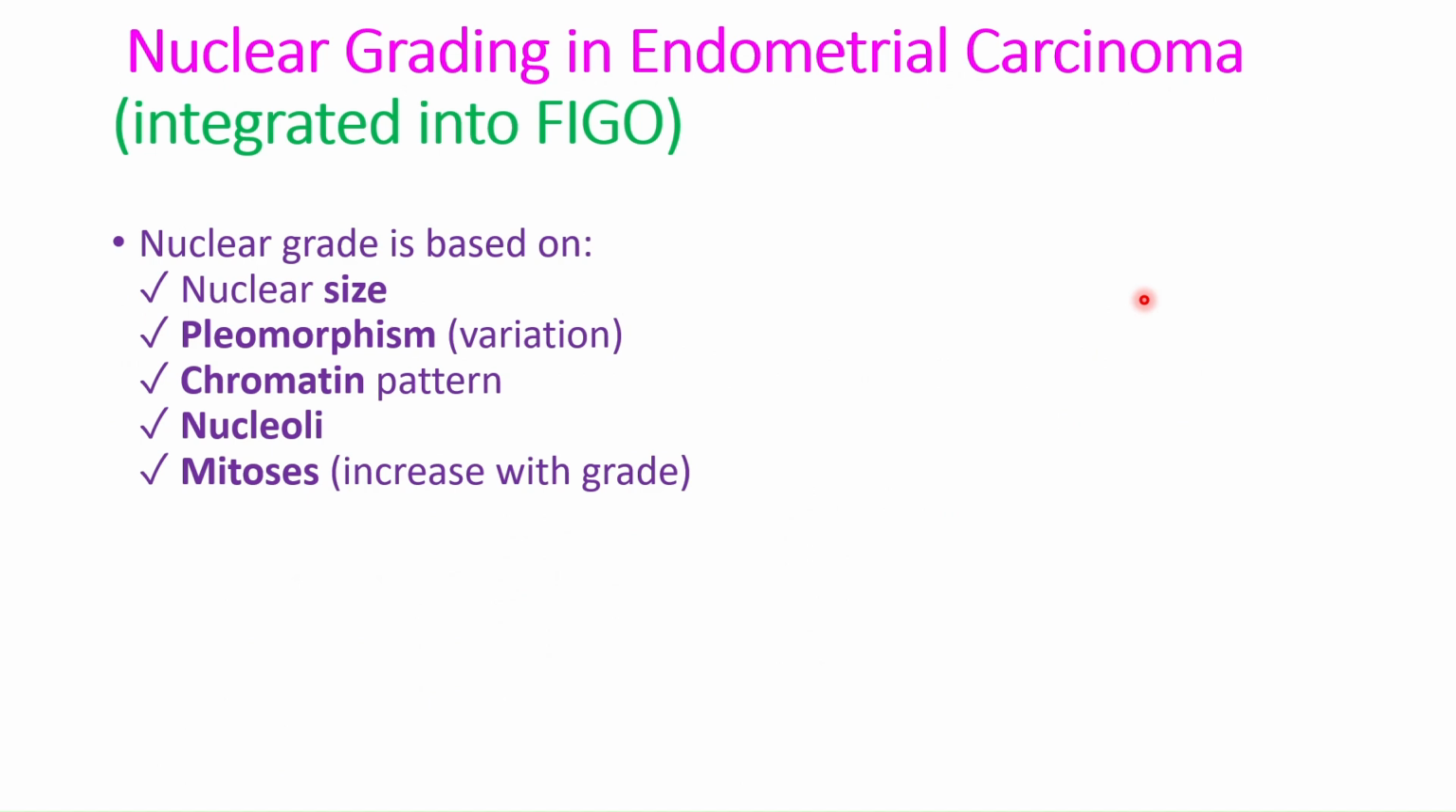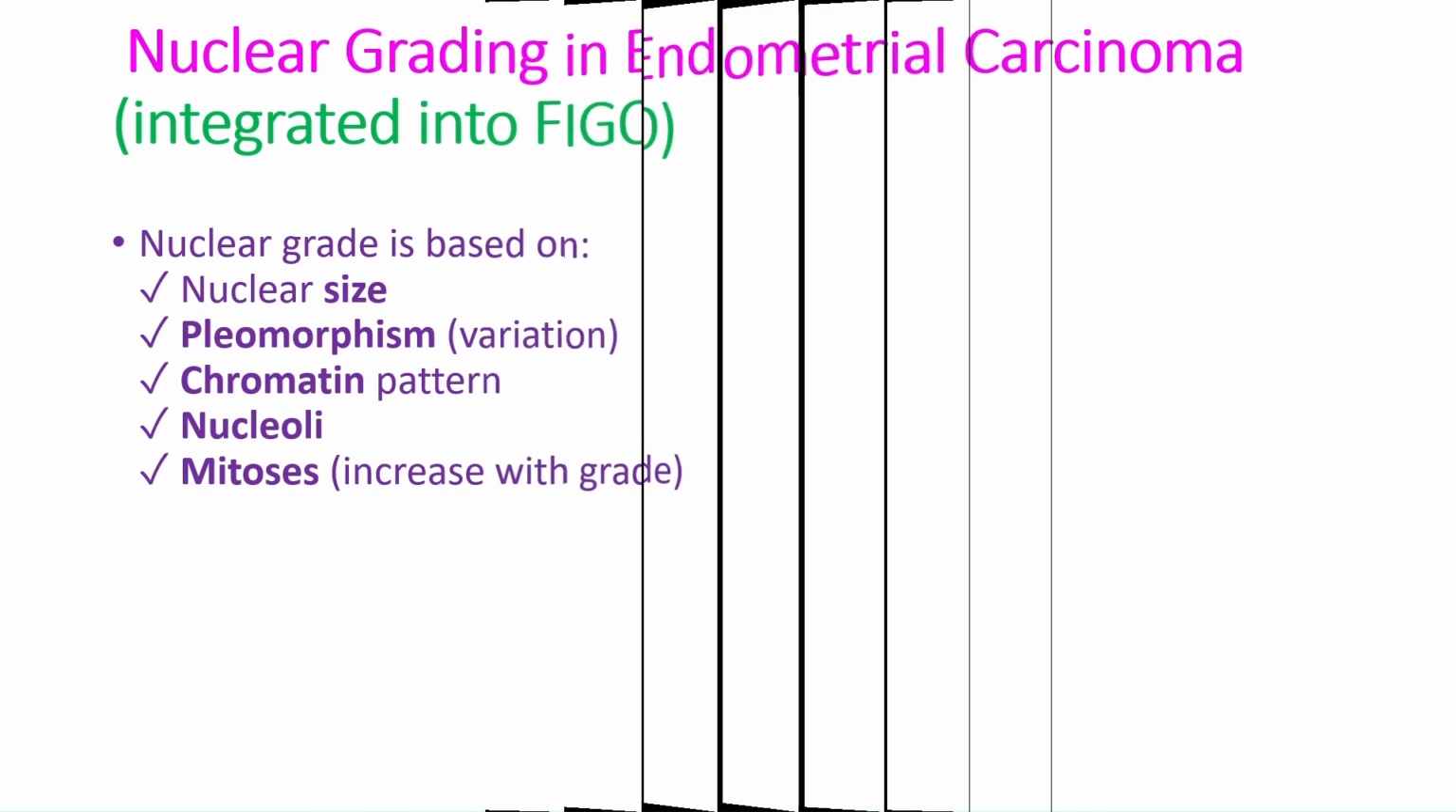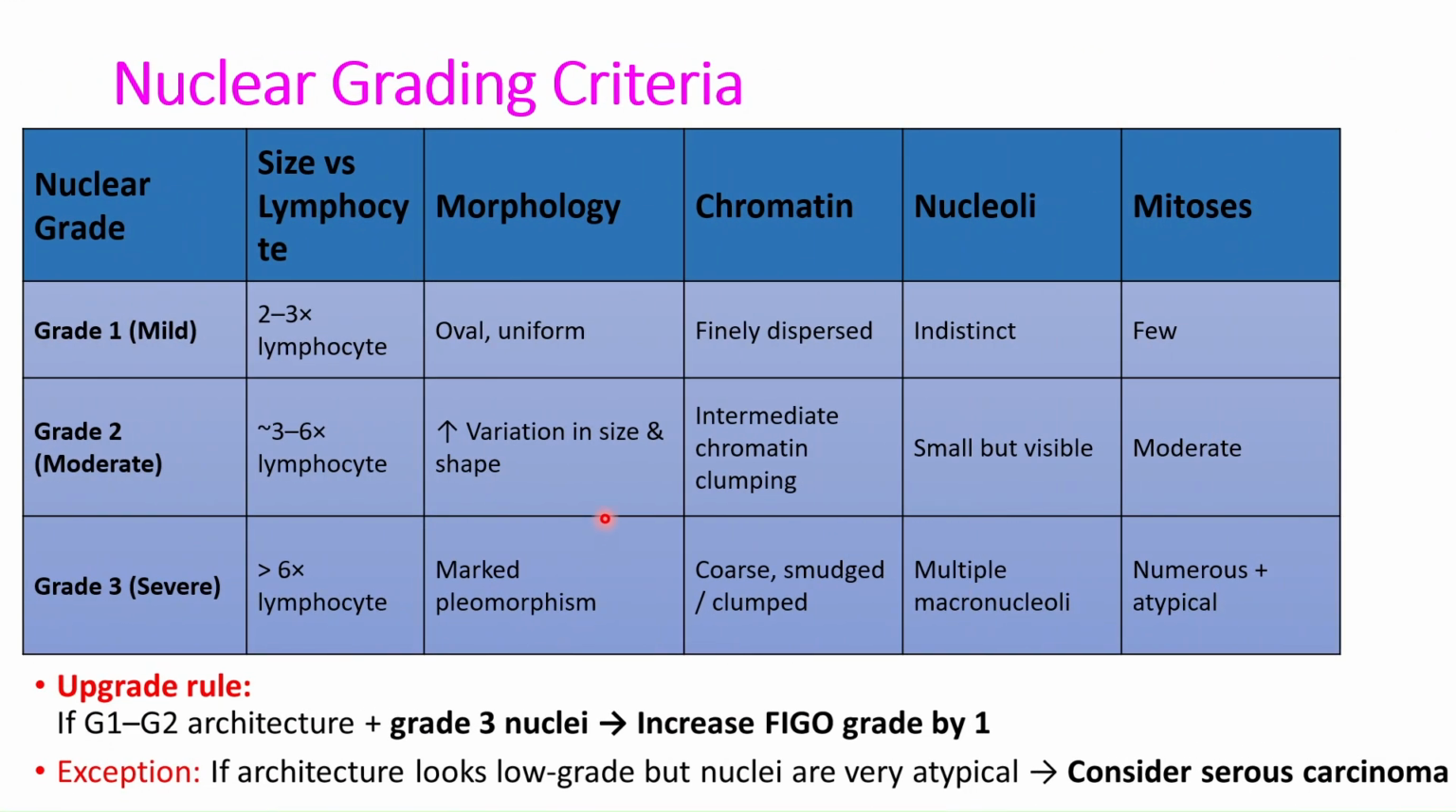Now nuclear grading in endometrial carcinoma. So architectural grading, which shows grade 1, 2 and 3, and this nuclear grading is also integrated into FIGO. Nuclear grade is based on nuclear size, pleomorphism, chromatin pattern, nucleoli, and mitosis, which increase with grade. So what are these nuclear grading criteria?